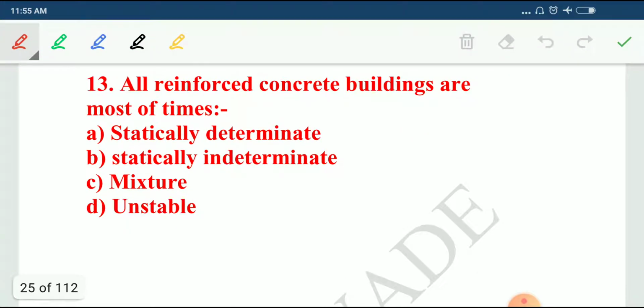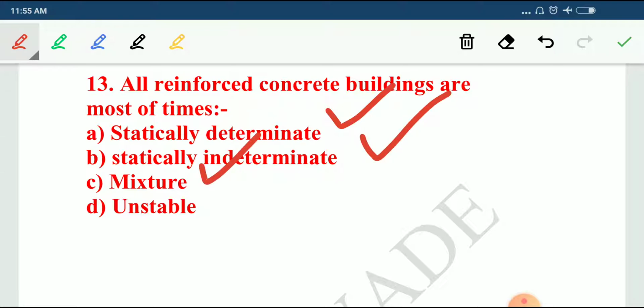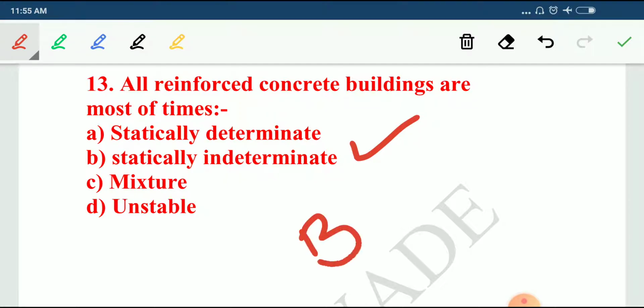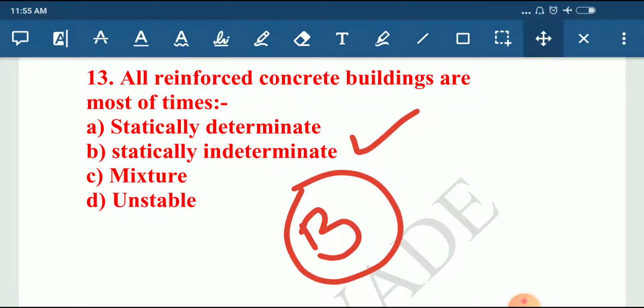Next: all reinforced concrete buildings are most of the time statically determinate, statically indeterminate, a mixture of both, or unstable? Usually for all reinforced concrete, most of the time it will be a statically indeterminate structure. So for this question, B is the correct answer.